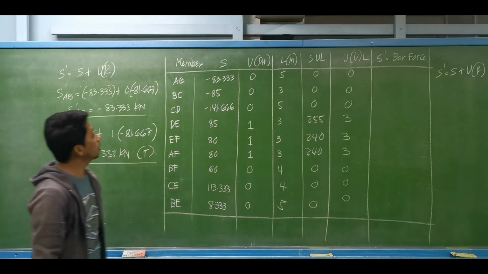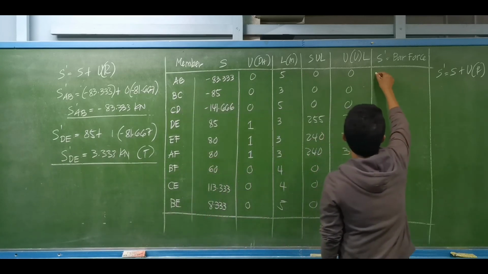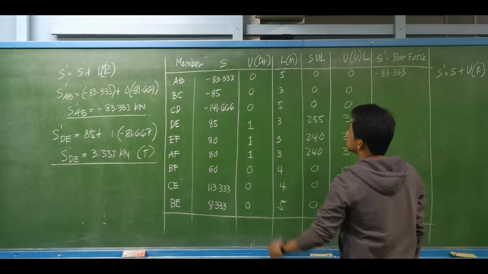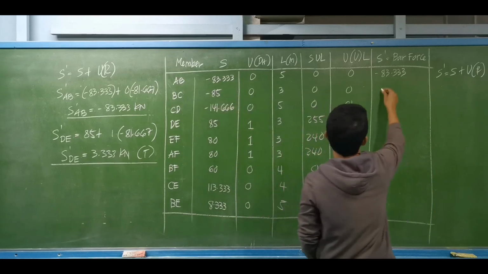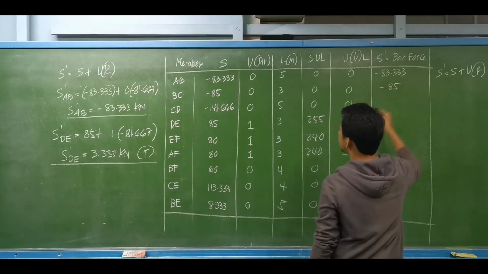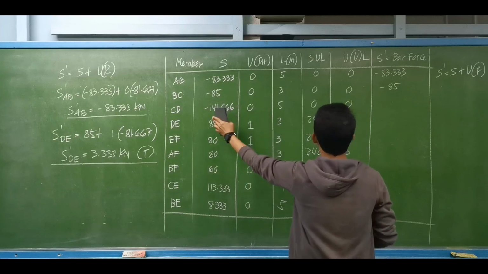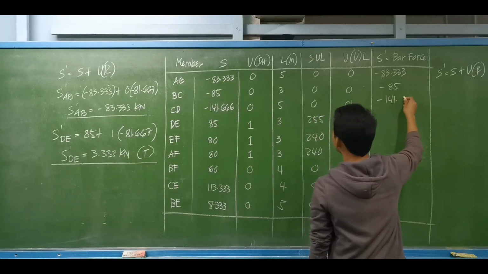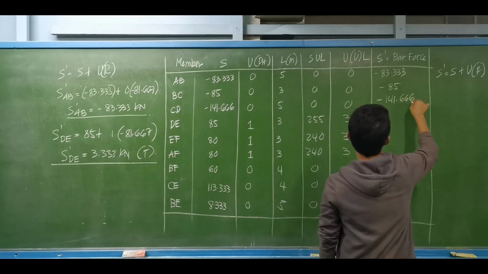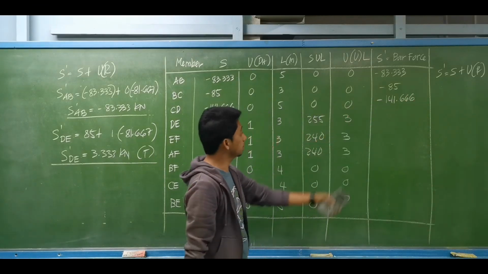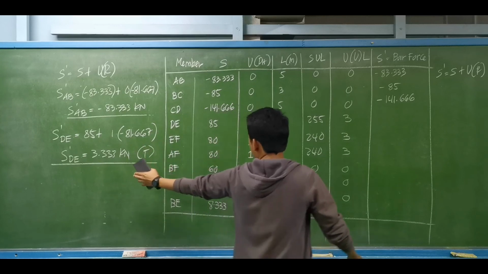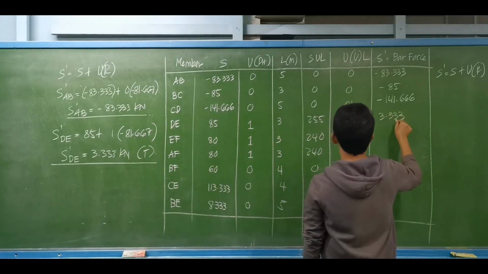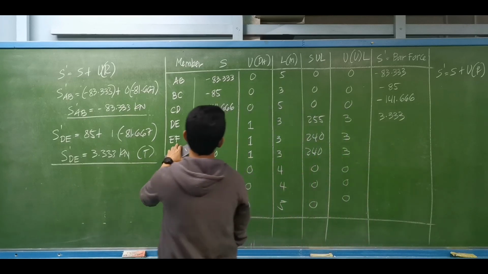For member AB, this is negative 83.333. Since the unit force is 0, BC is also negative 85. If that is 0 for CD, it is the same as negative 141.666. So all of these three are under compression. We computed DE a while ago, and it is equal to 3.333.